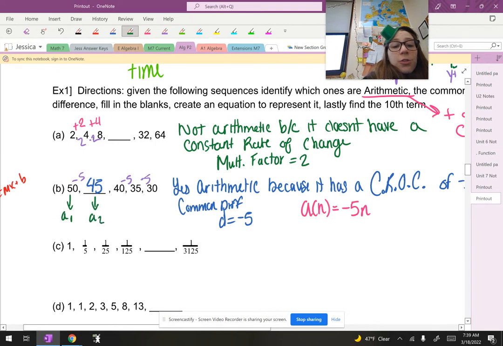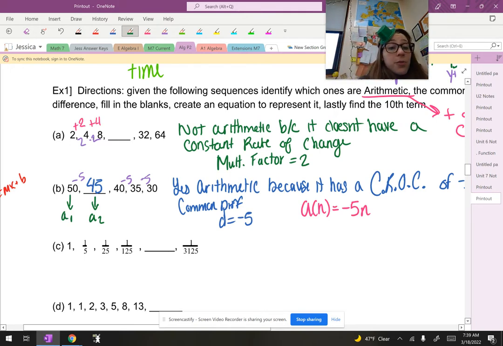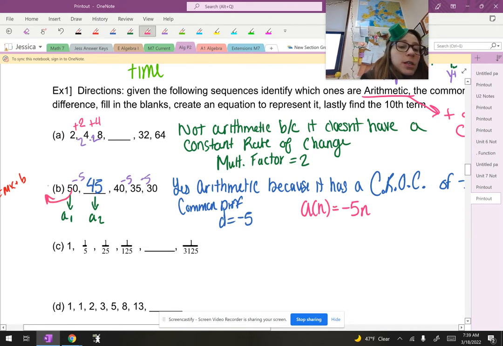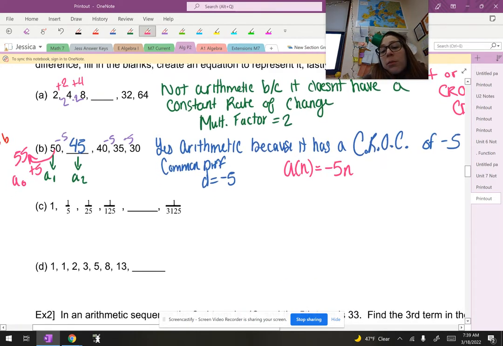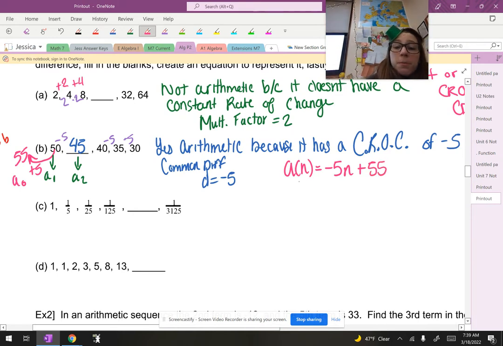So if I need to minus 5 to get to the next term, and we want to work backwards from that, the opposite of minusing 5 would be adding 5. So instead of minusing 5, I'm going to take 50. I'm going to work backwards. Actually, I should go under. Backwards, and I'm going to add 5 to get an a sub 0 of 55. Therefore, my equation is going to be a of n is equal to negative 5n plus 55.